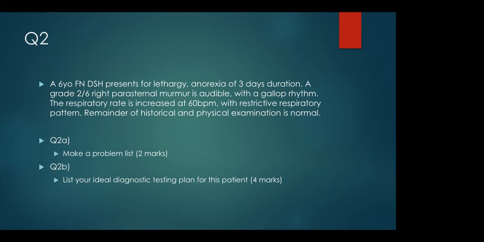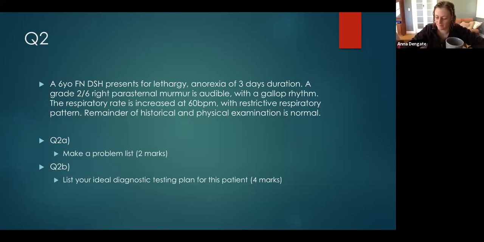Tachypnea, the gallop rhythm, 2 out of 6 heart murmur, restrictive respiratory pattern. Yeah. And the anorexia. Good. Excellent. So this is one where they just kind of give you marks sometimes. This is one, don't miss anything.